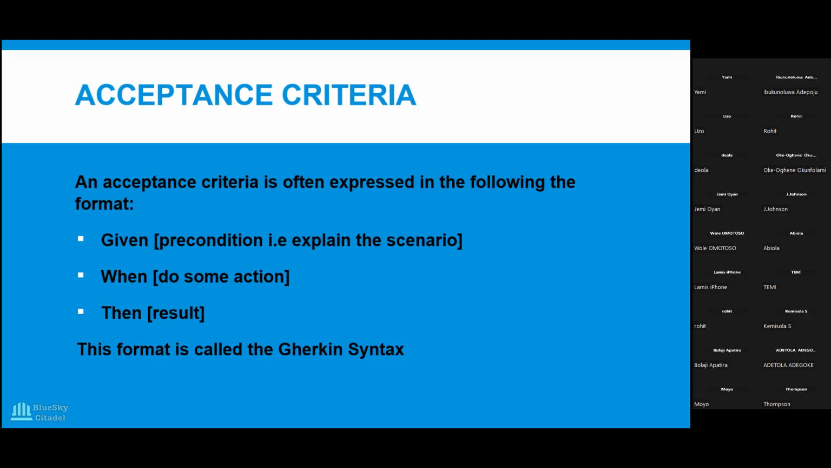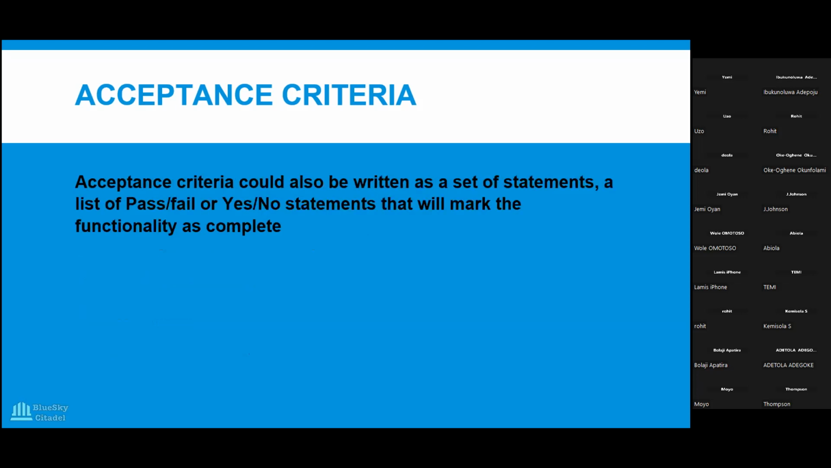Okay, so I will show you some others, because this is the most basic form of your acceptance criteria. I know you were mentioning things like "and" and all that; you will see that in subsequent pages. Now, this is your basic format, and it's called the Gherkin syntax: Given, when, then. Remember, our user story has the format of as a, I want, so that. For your acceptance criteria, if you are using the Gherkin syntax, the format is given, when, then. But remember I said it could also be a set of statements, a list of pass or fail or yes or no statements that will mark the functionality as complete.